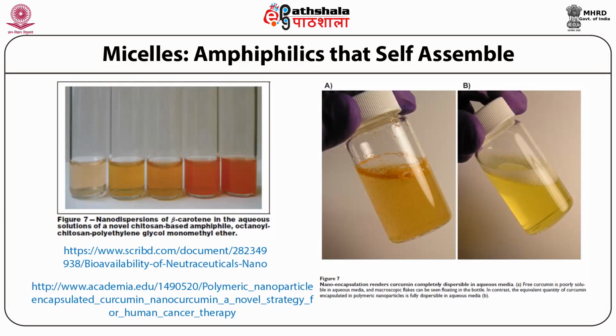Beta-carotene, we have established, is a nutraceutical compound. So is curcumin. Curcumin is a bioactive compound which is present in turmeric. Both of these are again hydrophobic in nature, which is attributed to their structure. The figure on the left shows nanodispersions of beta-carotene in aqueous solutions of chitosan-based amphiphiles.